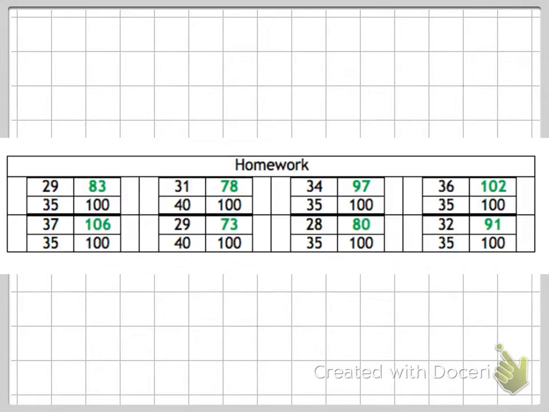Now let's do this for homework. And if you go through with a calculator and double check my work, which I encourage you to do, make sure that you also are rounding off to the nearest whole number. You will see this student got an 83, a 78, a 97, a 102, a little bit of extra credit there, 106, more extra credit there, a 73, an 80, and a 91.